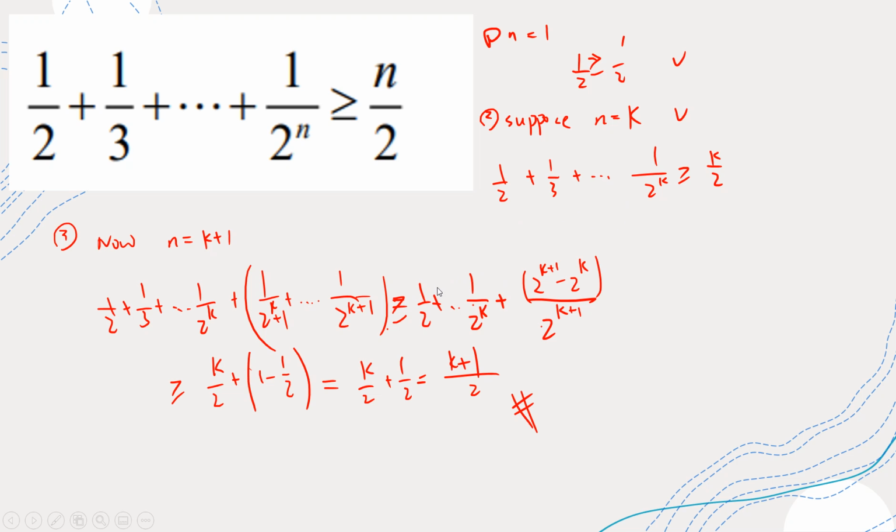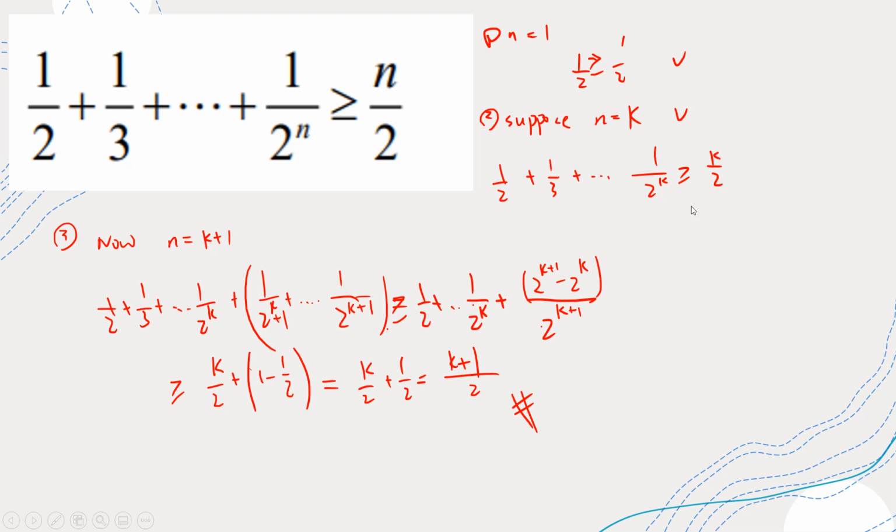Which will be greater or equal to the first original terms I leave, but the rest, right? The rest can be greater or equal to, you pick the minimum. So the minimum is 1 over 2 to the k plus 1. And how many terms from here to here, right? So you have 2 to the k plus 1 minus 2 to the k terms. Okay, so this is basically easy to compute. It's 1 minus 1 divided by 2, right? So it's k divided by 2 plus a half.